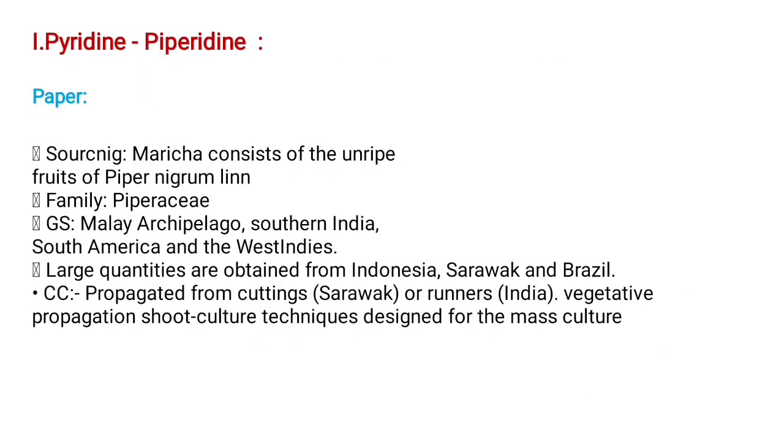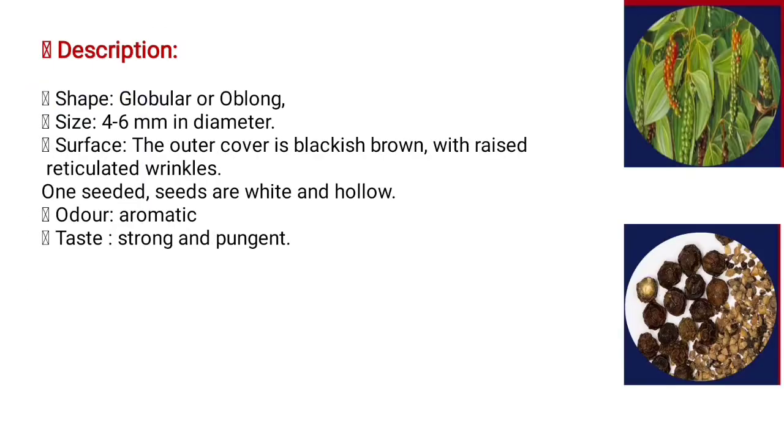Next drug is pyridine and piperidine. Pepper: source is Maricha, which consists of the unripe fruit of Piper nigrum. Family is Piperaceae. General source: Malacca, South India, South America, and the West Indies. Large quantities are obtained from Indonesia, Sarawak, and Brazil. Propagated from cuttings or runners in India. Vegetative propagation and shoot culture techniques are designed for mass culture.